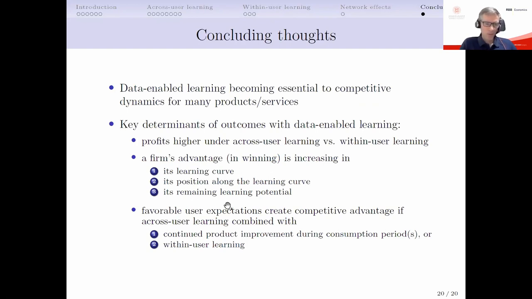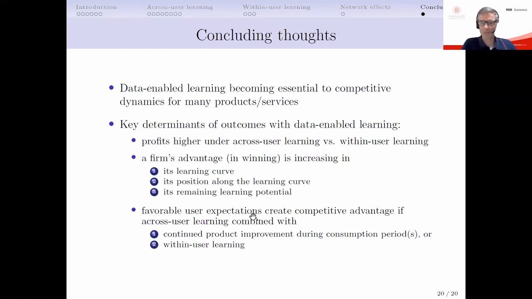In the paper, we actually have quite a bit of analysis of comparative statics. So what shifts a firm's competitive advantage, that delta function? Obviously its learning curve matters, the position along the learning curve, the remaining learning potential, and we do a bunch of interesting comparative statics. Another important determinant that comes out of the model is the role of expectations. That arises when you have cross-user learning, either combined with product improvement during the consumption period, which we argue is a feature of data-enabled learning and digital or cloud-based products, or if we just combine across-user learning and within-user learning together.